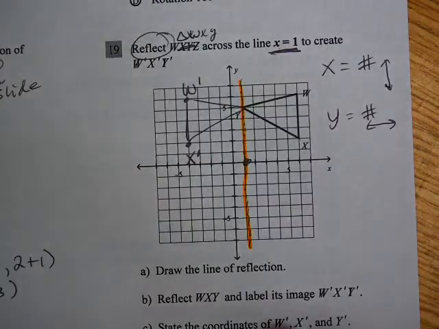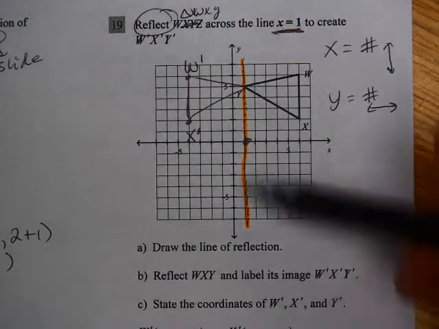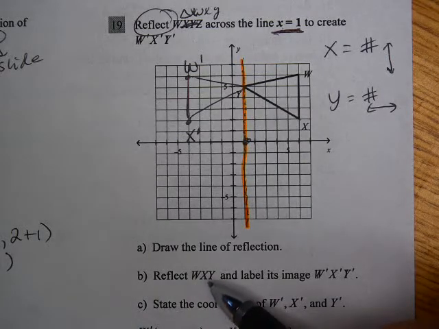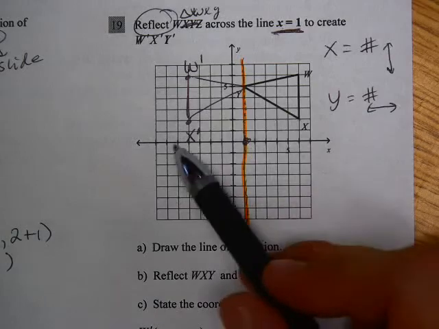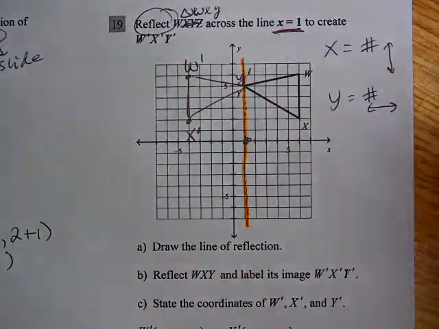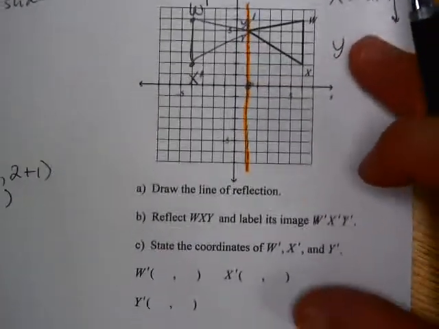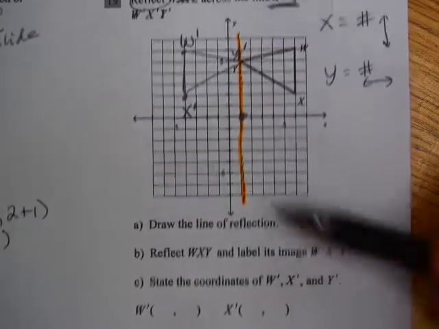And there's my reflection. Now if we look at just the directions, part A, draw the line of reflection. There's my line of reflection. Part B, reflect W, X, Y, and label its image W prime, X prime, Y prime. The only thing, and technically you should put the Y prime here because both Y's are in the same spot.